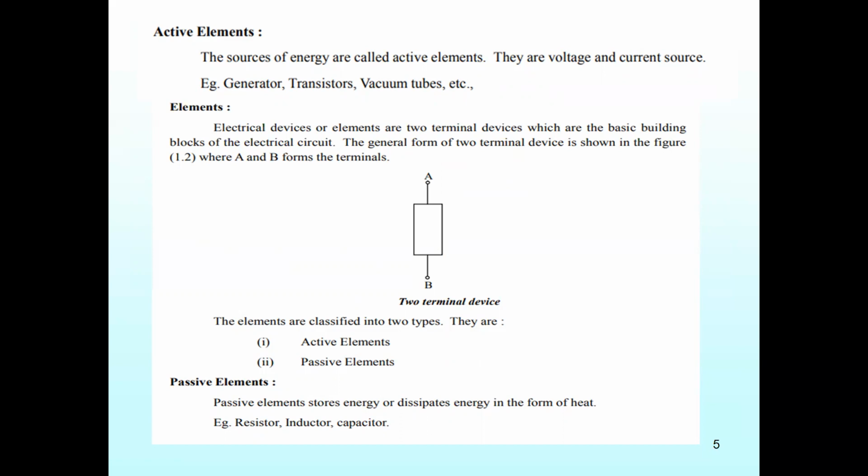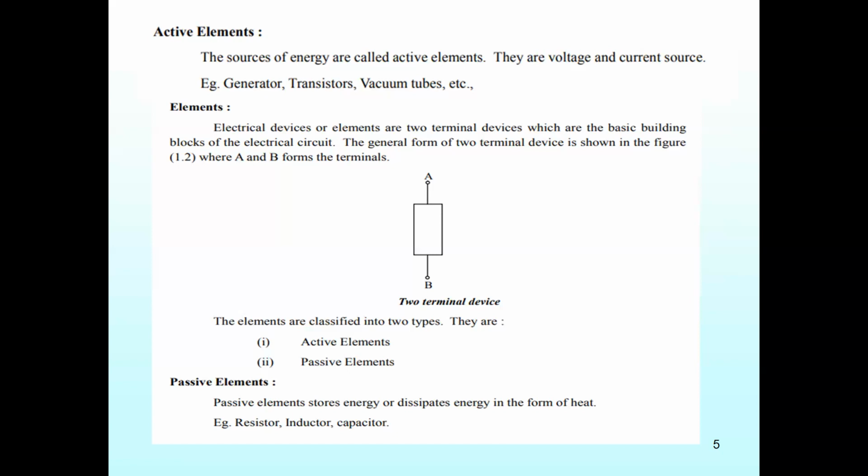Then what is meant by an element? An element or a device, a two-terminal device, is a basic building block of the electrical circuit. For example, active elements, voltage and current sources, both of them have two terminals.